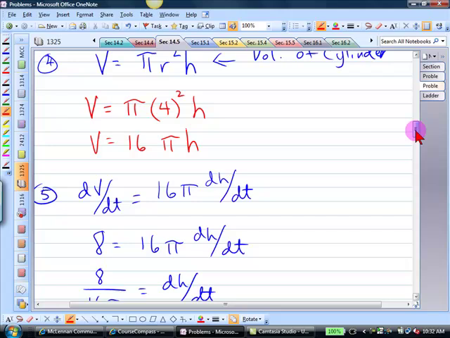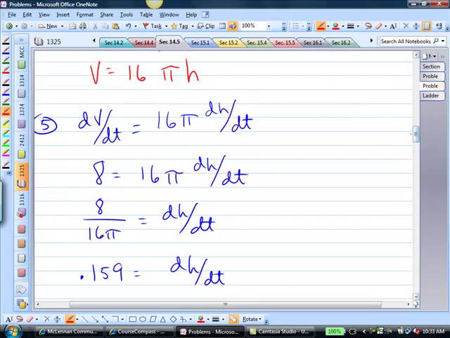And then we differentiate. dV dt, that's the derivative of V. The derivative of this, remember that 16 pi is a number. And it's an h to the first power. So the h disappears, and we have 16 pi dH dt. Divide by 16 pi, that equals dH dt.